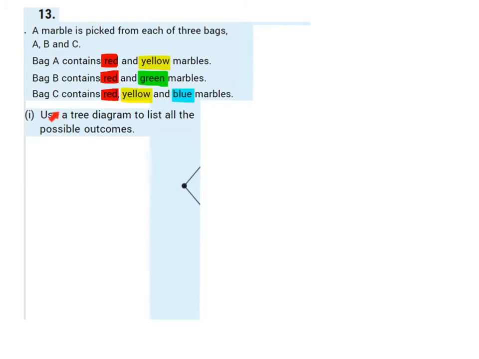So part 1. Use a tree diagram to list all the possible outcomes. So for bag A, we've got 2 options. We've got red or yellow. So we start off with 2 branches. R stands for red, Y stands for yellow. So this is bag A. If we choose a marble from bag A, we've got 2 possible outcomes, red or yellow.